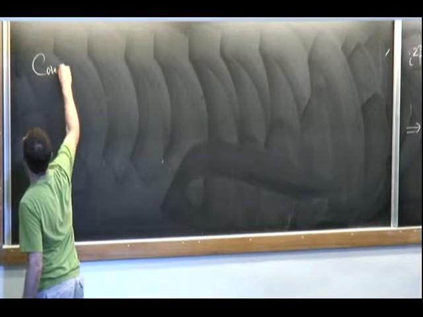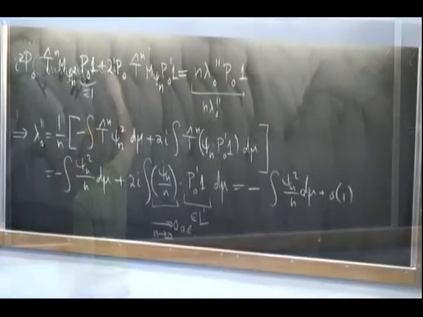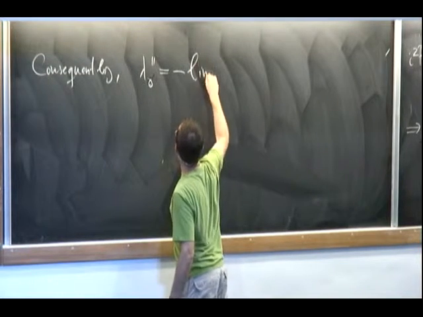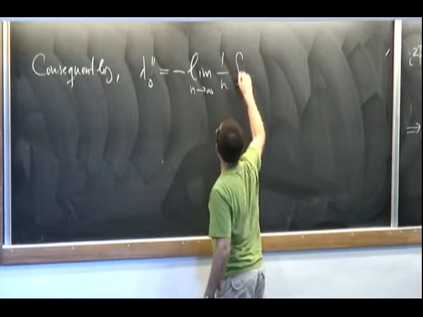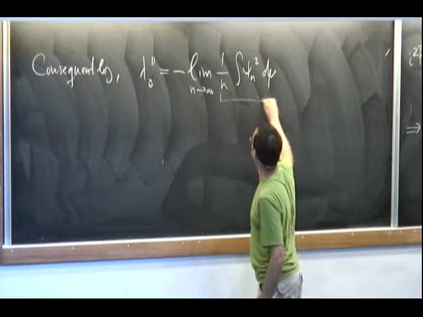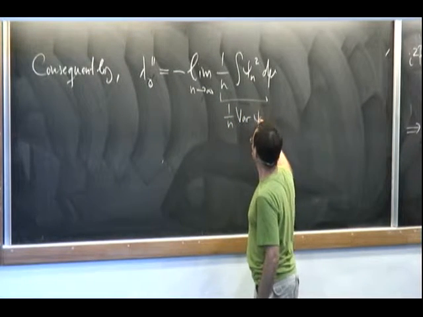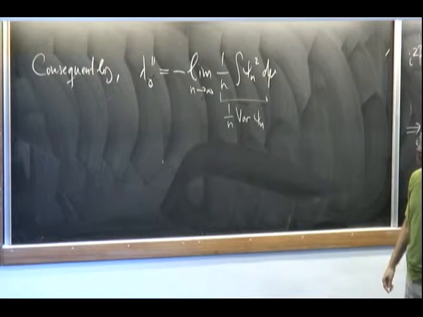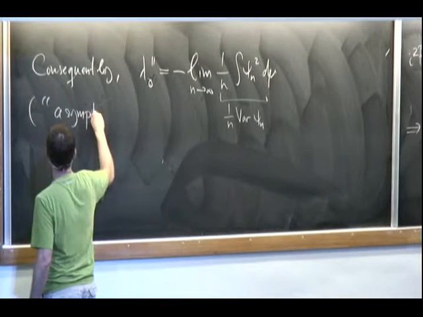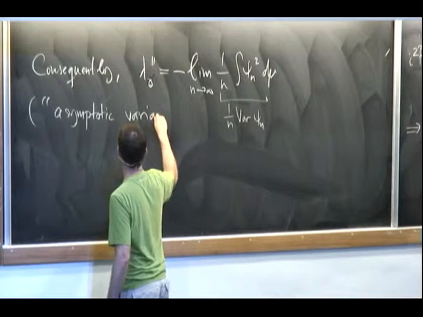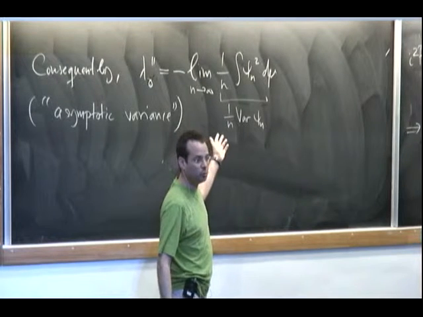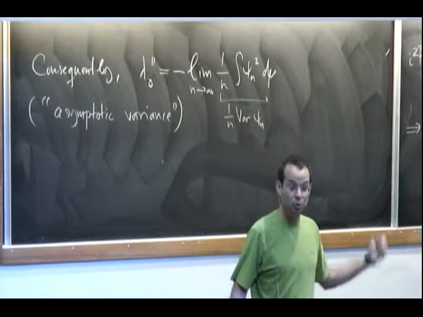Consequently, the second derivative of lambda at zero is minus the limit of 1 over n of these integrals, which is, if you think about it, 1 over n times the variance of psi n. And this is why this is called the asymptotic variance. So you can see that this is minus sigma squared. We'll see, well, maybe sigma is zero. We still need to show that this is not zero.